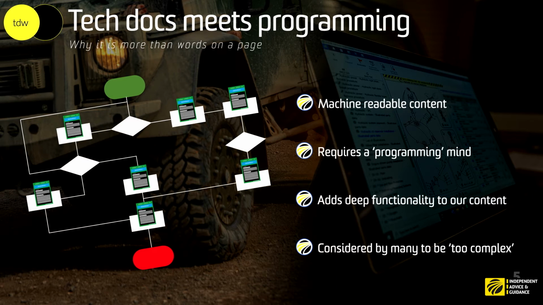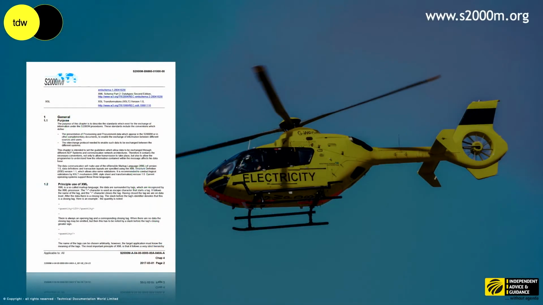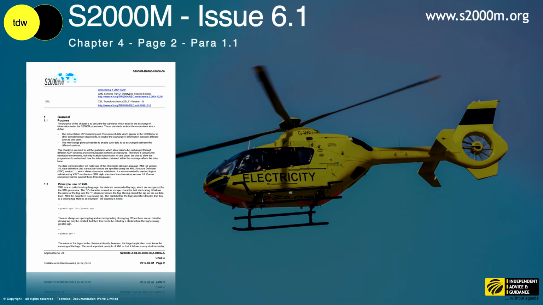Now, we know that S1000D infers and implies lots of technology, lots of structures, XML, schemas, all these kinds of things. But what about some of the sister specifications or the closely related specifications? Well, if we look at something like S2000M, for example, which is available off s2000m.org, this is issue 6.1, which, at the time of recording, is the latest version of S2000M.